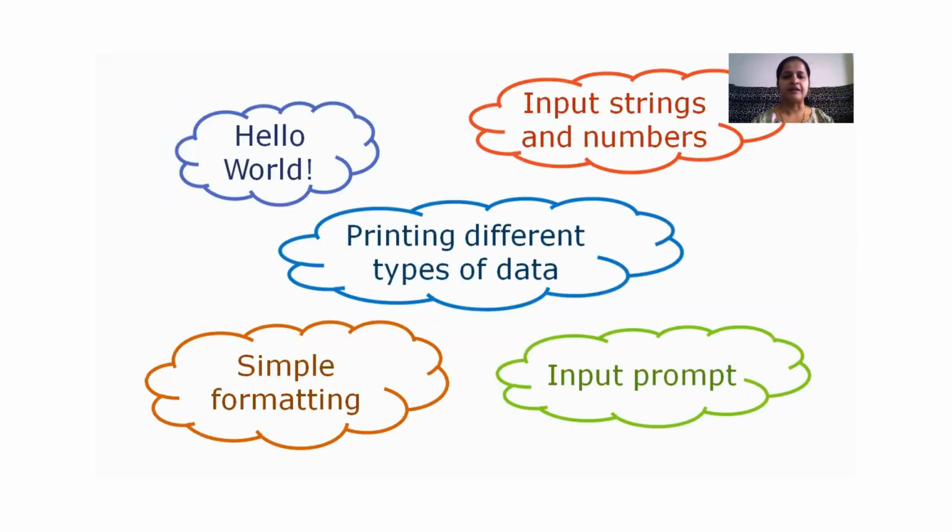So next, taking input from the user. First we will take input string from the user and then we will take input number from the user. Whenever we are taking input from the user, whatever we take as an input, by default it will be taken as a string. If you want a number, then we need to convert it. That we will see here.